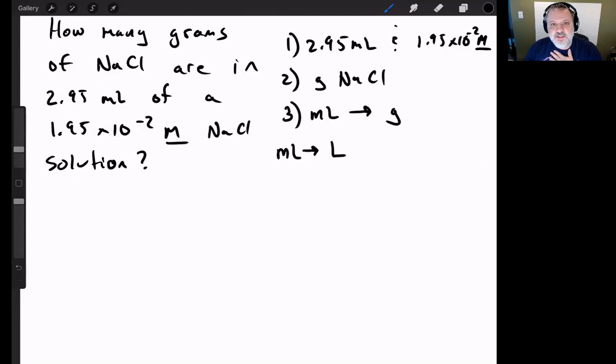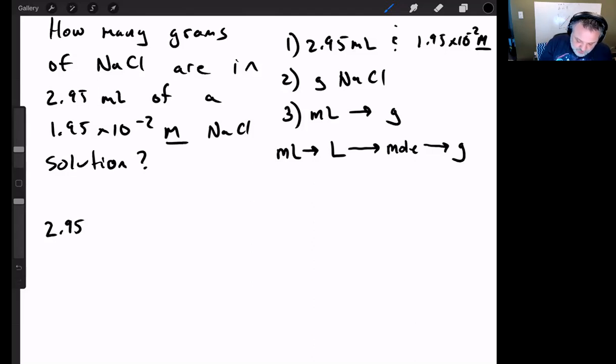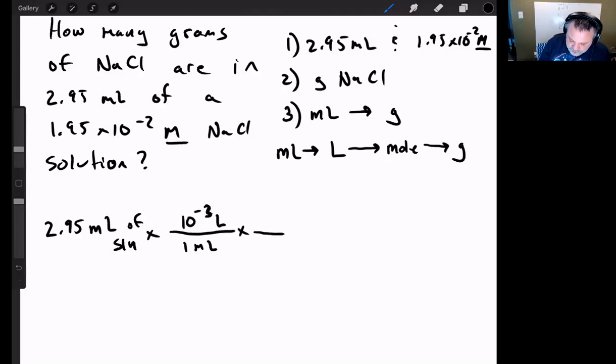So I need to convert milliliters to liters. But once I have liters, I can use the molarity to get the number of moles of solute. But I'm not asked for the number of moles of solute. I'm asked for the mass of the solute. So we can convert milliliters to liters, liters to moles, and then moles to grams. So putting it together, it's 2.95 milliliters of the solution. I know that 1 milliliter of the solution is 10 to the minus 3 liters of the solution.